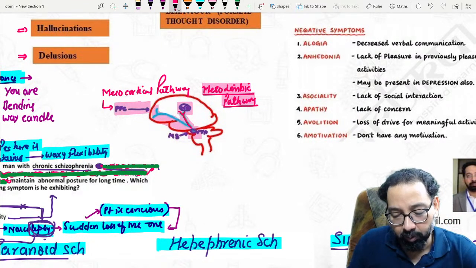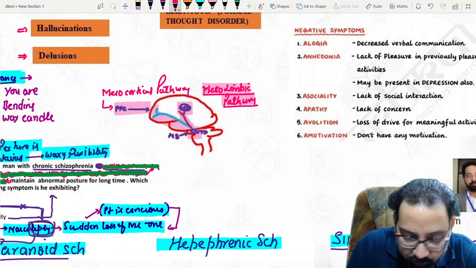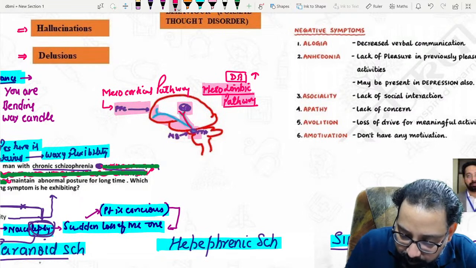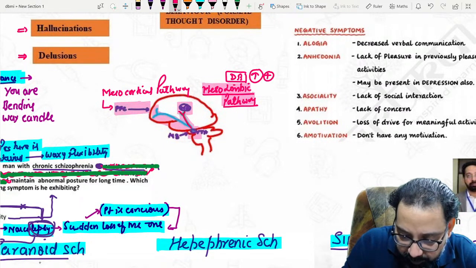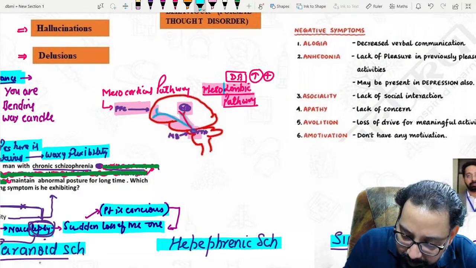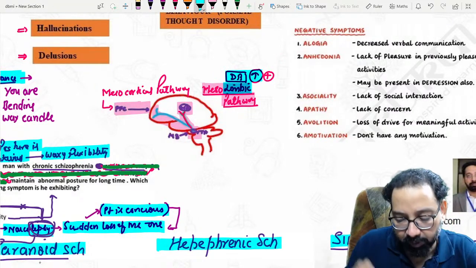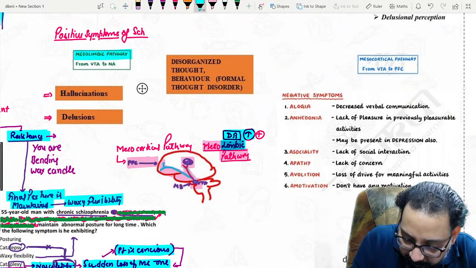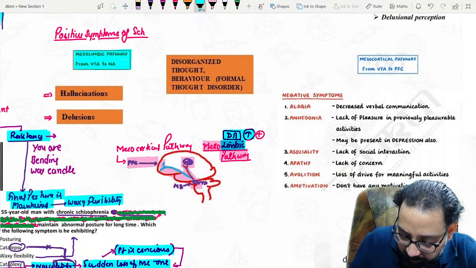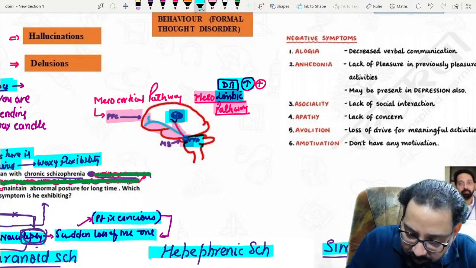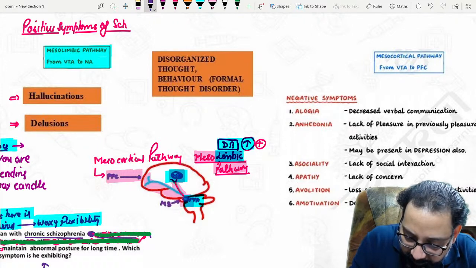Prefrontal cortex. So we found that the mesolimbic pathway and mesocortical pathway both have dopamine. And in the mesolimbic pathway, if dopamine is increased, that produces positive symptoms. So how to remember? Limbic, L for long, meaning more: increased dopamine in the limbic pathway. The mesolimbic pathway is from the ventral tegmental area to the nucleus accumbens.